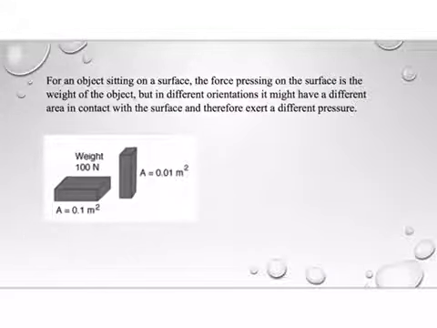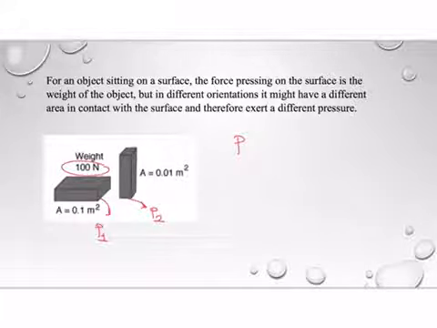Let's solve an example. For an object sitting on a surface, the force pressing on the surface is the weight of the object. But in different orientations, it might have a different area in contact with the surface and therefore exert a different pressure. Now I have the same two objects with a weight of 100 Newton. Let's say the pressure at the base of the object here is P1 and in the second configuration P2.